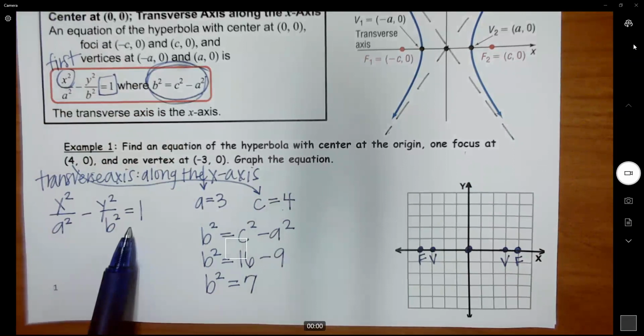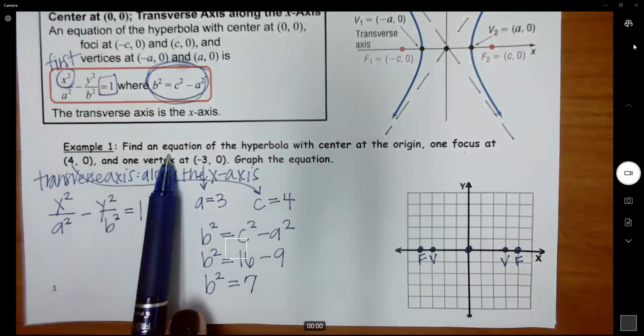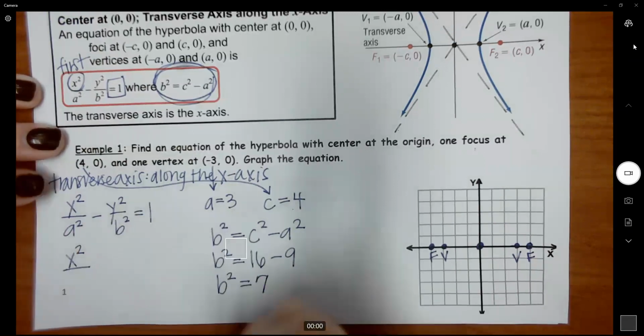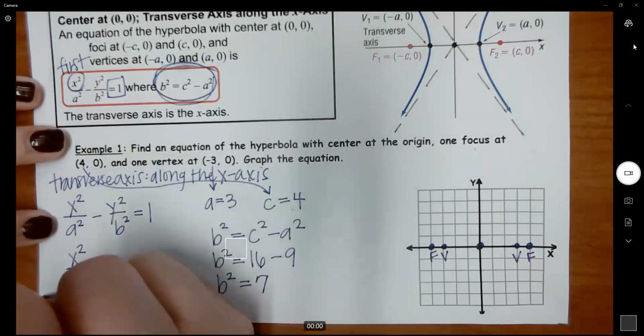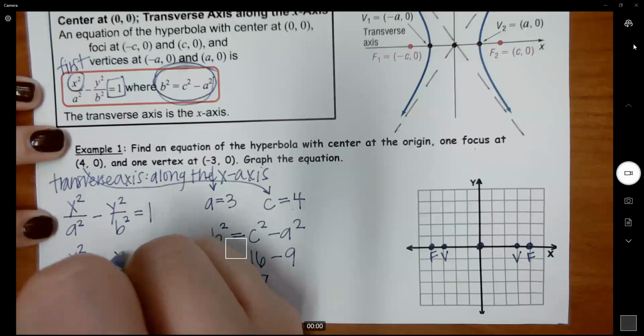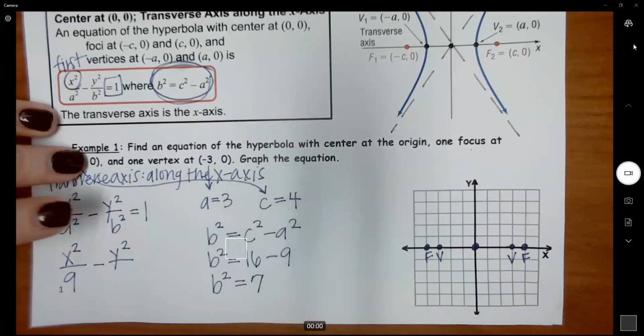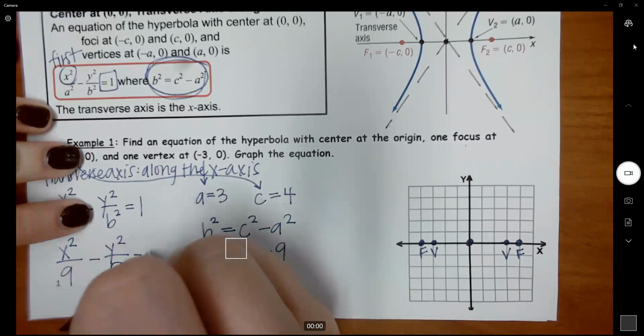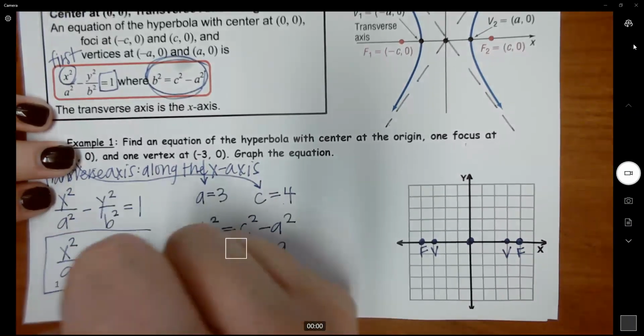Now I have enough to write the equation, which is the first thing I need to do. So this is x squared over my a squared, which is 9, minus y squared over b squared, which is 7. And that equals 1. So that's my equation.